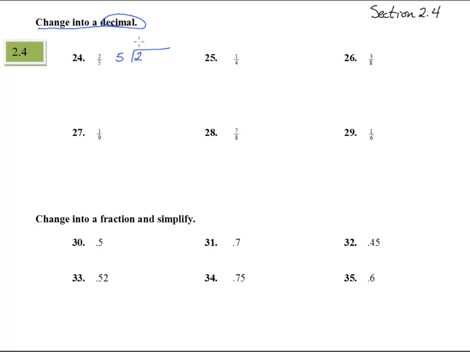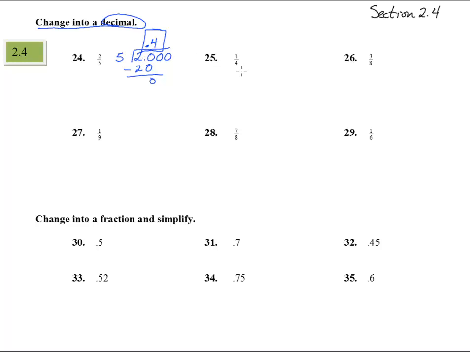Well, 5 doesn't go into 2, so it's a 0. You can put that 0 there if you'd like to. But we put a couple of zeros out here just to make sure we can do it. 5 goes into 20 how many times? 4 times. So we put the decimal right up there and put the 4 at the end of the 20. 4 times 5 is 20. Subtract, no remainder. We're done. 0.4 is that decimal. And 2/5 and 0.4 is the exact same thing.